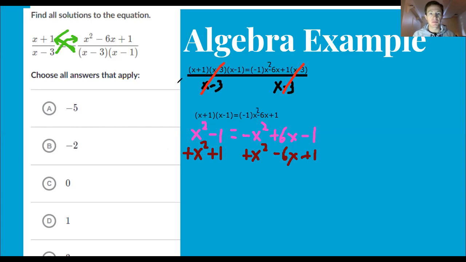Okay, so what do we see here? That's going to go. You're going to get a big fat zero over here, which is what we're looking for, so we can solve this thing. I'm going to rearrange this in descending order. So x squared, two of them. So you've got a one here, and a one here, minus six.